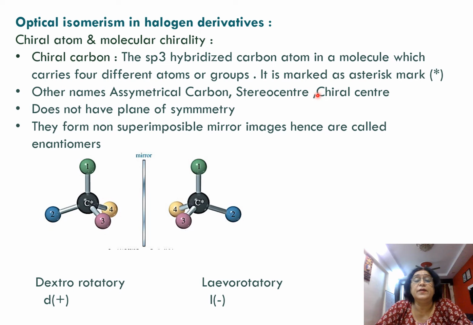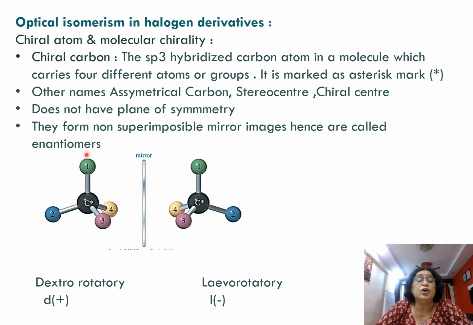So an sp3 hybridized atom in a molecule which carries 4 different groups is known as the chiral carbon. The carbon which is attached to the 4 different groups. The carbon is tetrahedral and its 4 valencies are satisfied by the 4 different groups, so it is called chiral carbon. It is represented by the asterisk mark, and the other names for this are asymmetrical carbon, stereo center, chiral center.